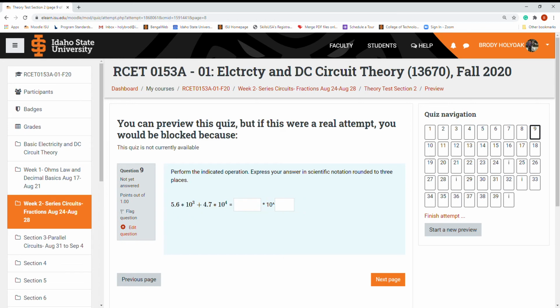Okay, perform the indicated operation. Express your answers, right here's the kicker, in scientific notation, rounded to 3 decimal places. Okay, so first thing right off the bat, we can plug these into our calculator, we can get those values. But let's say we don't want to do that, we want to add these guys together. How are we going to do that?